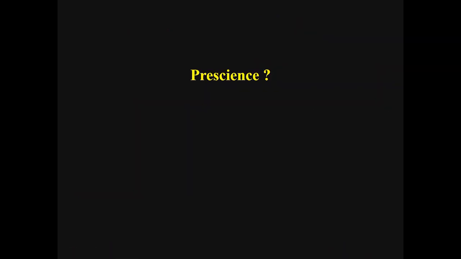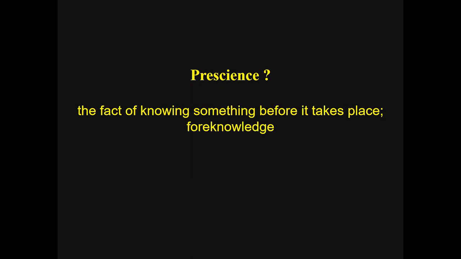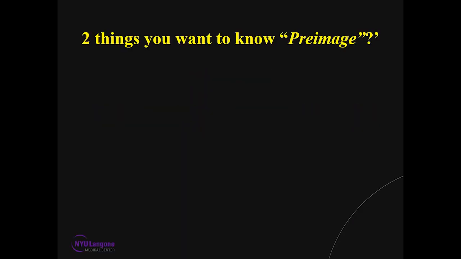What is pre-science? Pre-science is the fact of knowing something before it takes place, or foreknowledge. I always believe this is very important for glioma imagers. Two of the things I always tell the trainees to look at before you even look at the image, and I call it pre-image, is the age of the patient. Of course, that's very important.